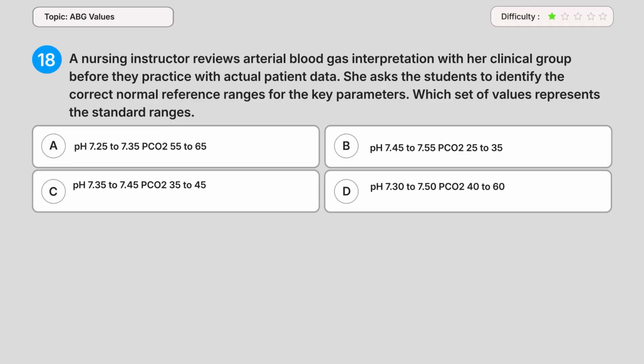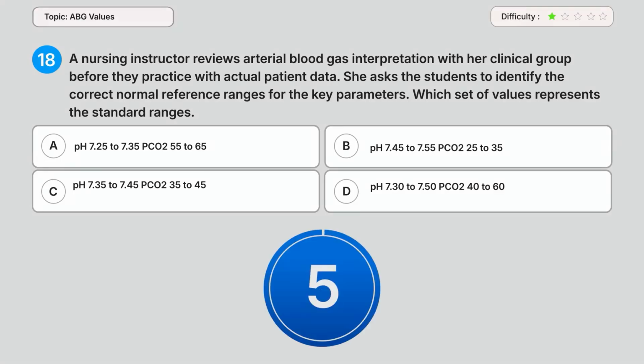A. pH 7.25 to 7.35, PCO2 55 to 65. B. pH 7.45 to 7.55, PCO2 25 to 35. C. pH 7.35 to 7.45, PCO2 35 to 45. D. pH 7.3 to 7.5, PCO2 40 to 60. Do you know the answer?